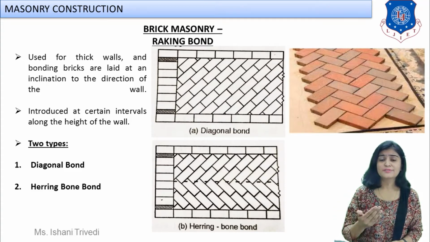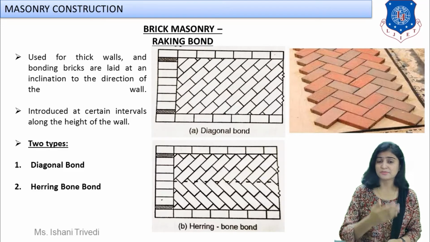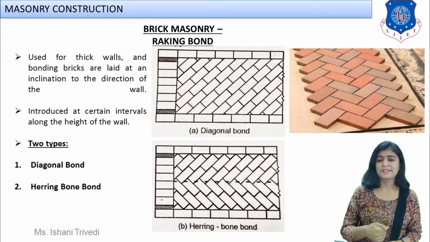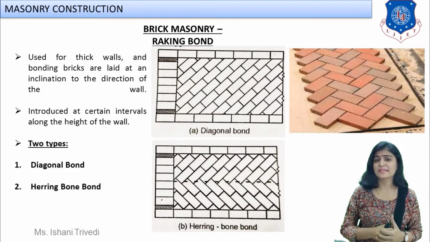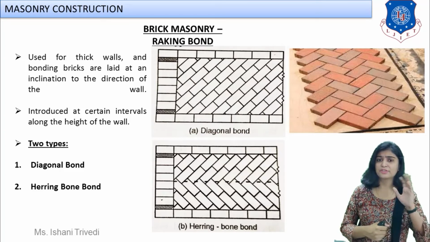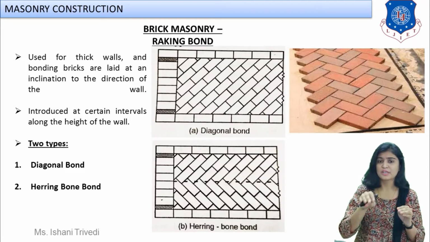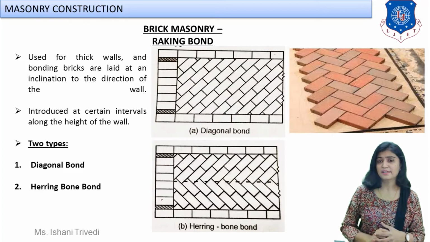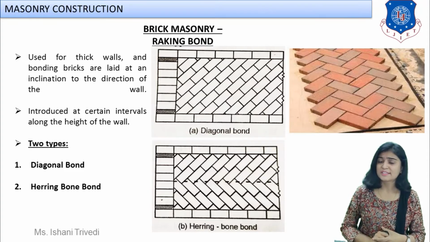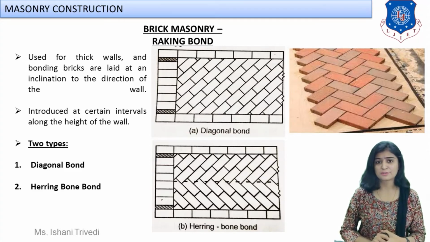Now, raking bond is further divided into 2 different types, which you can see over here as well. First we have diagonal bond and second we have herringbone bond. Diagonal bond, as the name itself says, has to be made such that you arrange the bricks in a diagonal position. Let us see the first type, the diagonal bond. We can see that the first and the last course are completely made up of stretchers. You can also see that the quoins are provided. The quoins are made up of stretchers again, and in between queen closures are also provided.